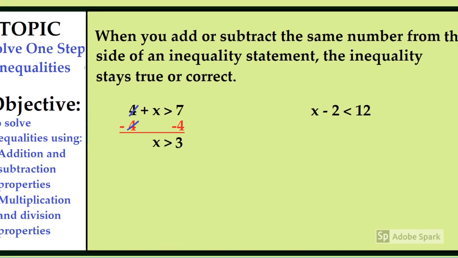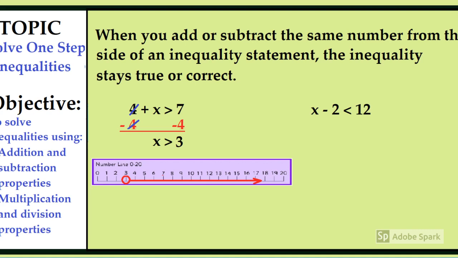You are going to deal with the number which is together with the variable. In this case, we're going to deal with 4 because it is together with x. 4 plus x. What are we going to do? We're going to change the sign of 4 to eliminate it on the left side. So 4 minus 4 is equal to 0. 7 minus 4 is equal to 3. Therefore, x is greater than 3.